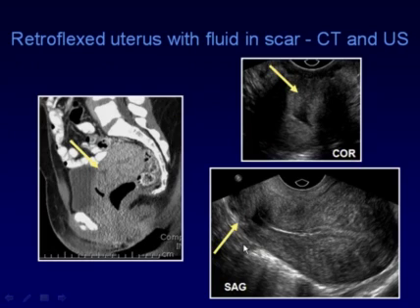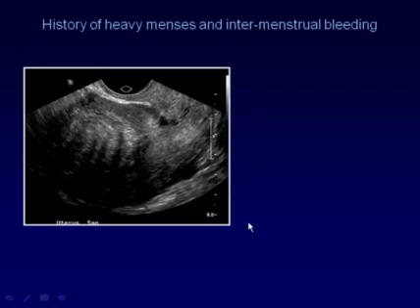Depending on the position of the uterus, you have to look in different places. Here's the retroverted retroflexed uterus, and so the scar is over here. This is the transvaginal view of that patient, and there's fluid in the scar, which is here, and the patient also had bleeding after menses.